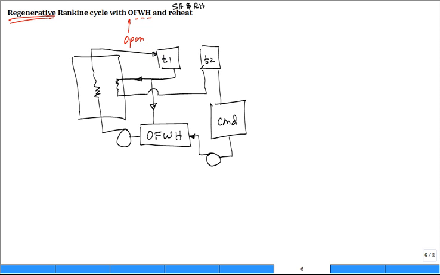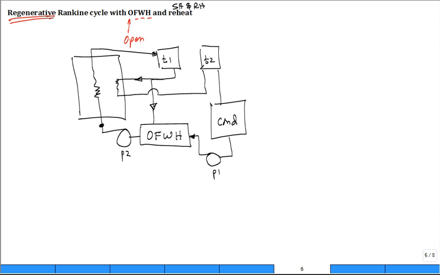So we have one turbine, two turbine, first pump, second pump, and we divert some mass after the first turbine stage. Instead of reheating it, we bring it down to an open feed water heater. And what it does is this temperature right here going into the steam generator is higher than it would have been without that open feed water heater. Okay.